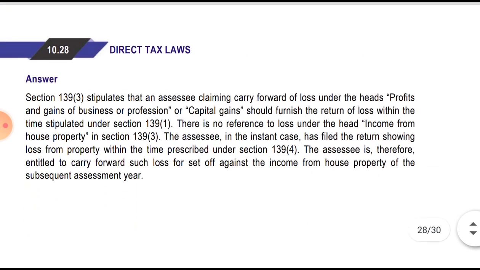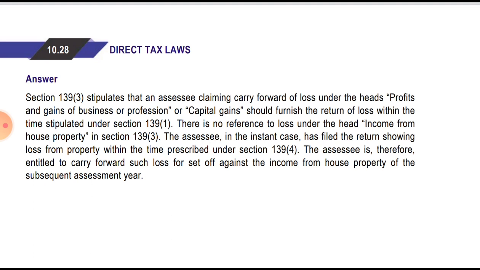We will just go through the answer quickly. Section 139(1) stipulates that an assessee claiming any carry forward of losses under the head profits and gains of business and profession and capital gains should furnish the loss return within the time stipulated. There is no such reference for income from house property under 139(1). So there is a restriction only in the case of income from business and profession and capital gains, but not for income from house property.